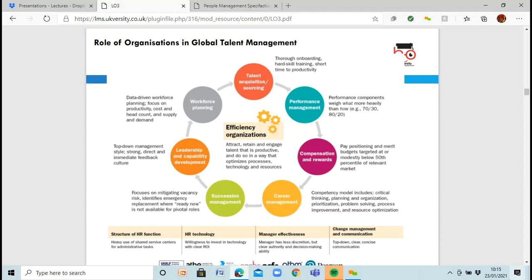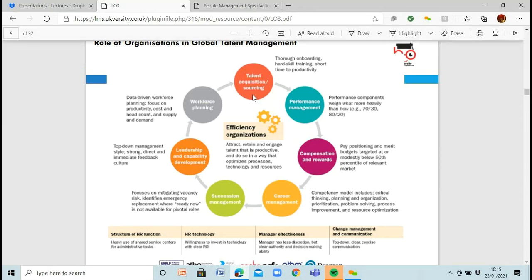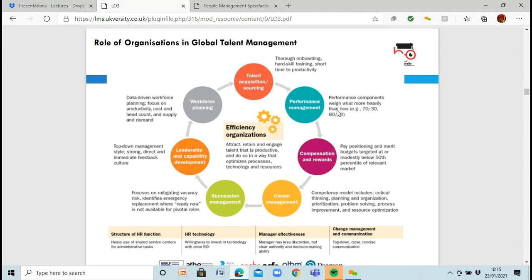And then we've got this image here where it just shows the way that the organizations are within global talent management. So you've got talent acquisition sourcing, then performance management. So what you're doing is trying to get people through thorough onboarding, hard skill training, short-term productivity. So you're getting people to come into your workplace. Performance components, compensation and rewards. So you've got pay positioning and budgets, what sort of incentives you're getting. So this is a nice little image to look through.